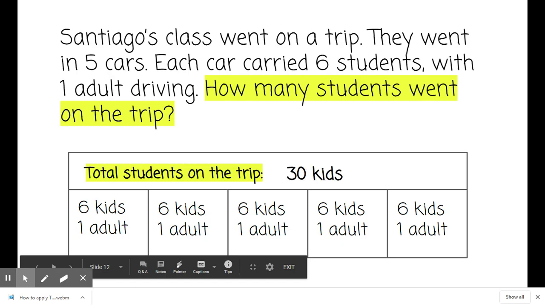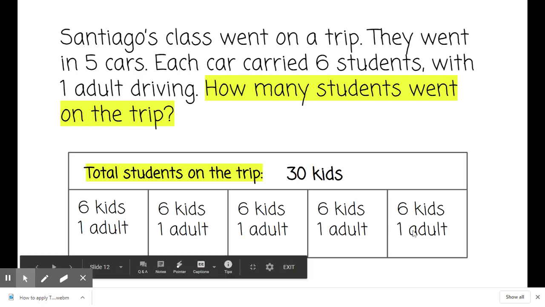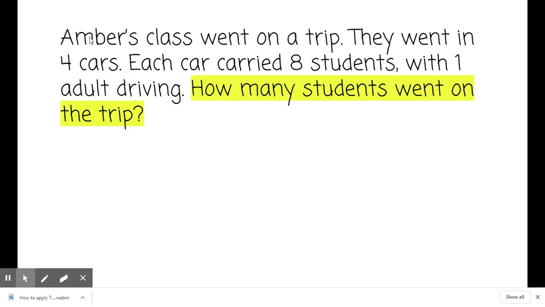We have 30 kids. And let's see how many adults we have. 1, 2, 3, 4, 5. 5 adults. It's not asking for adults, though. We need to be very careful. It says just students. Let's try this one.